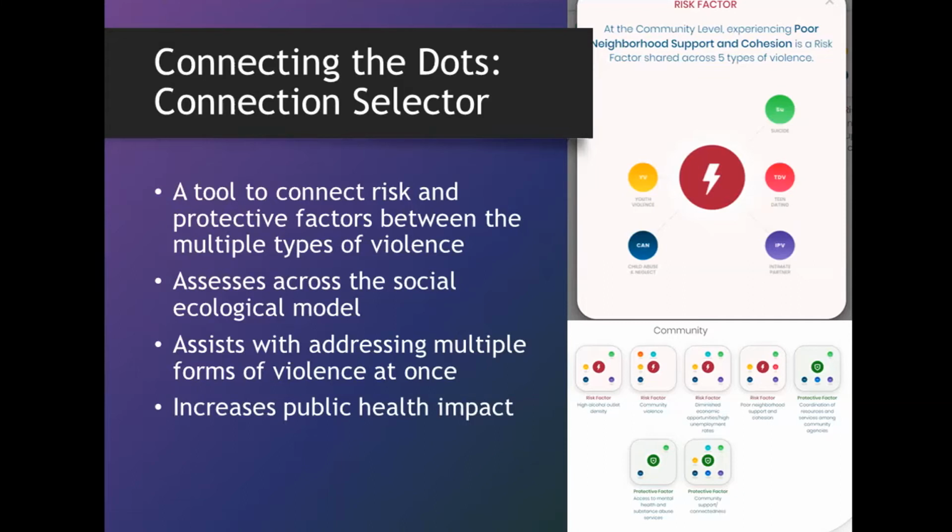I could see this tool being used to invite more community partners to the table. For example, if it was discovered our community had a strong risk factor, such as poor neighborhood support and cohesion, those new partners could help narrow the gap, especially if they are working on the same risk factor. I can see this type of sorting as saving resources and having a public health impact. By mobilizing around one risk or protective factor, we can address, in this case, 5 types of violence.